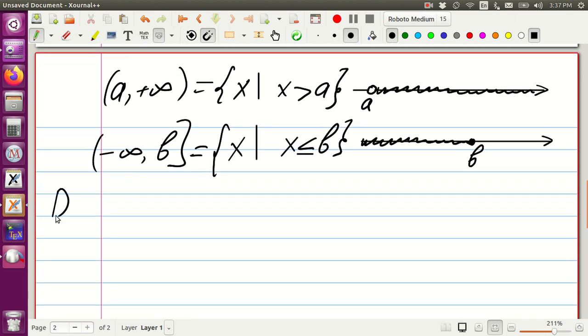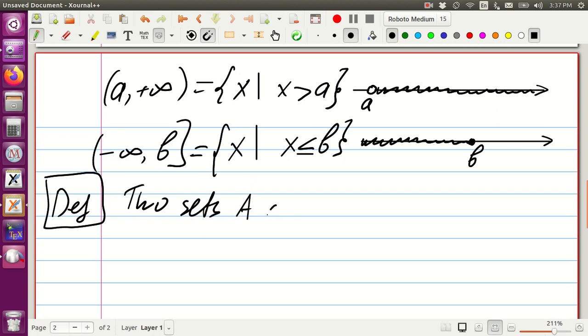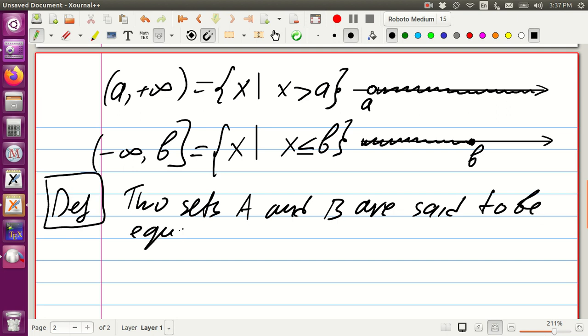Another definition that we're going to need is: two sets A and B are said to be equal if they have the same elements.